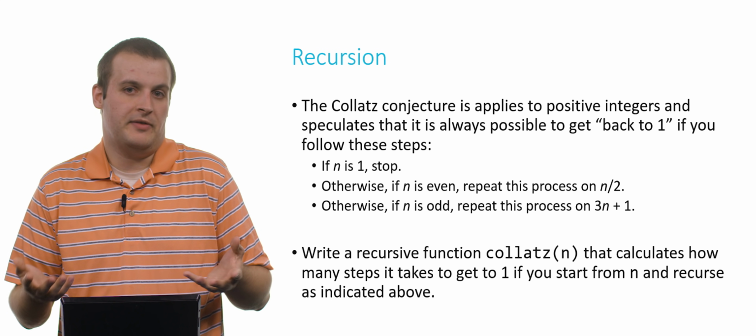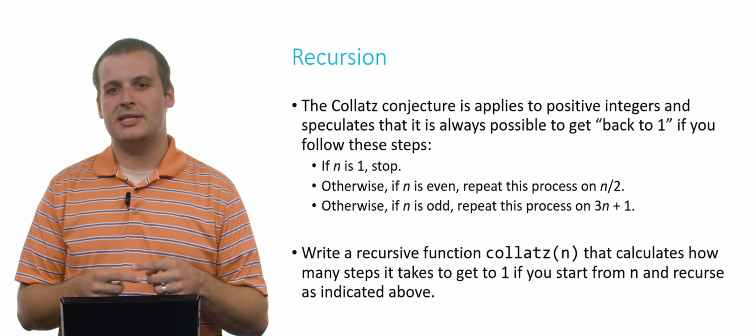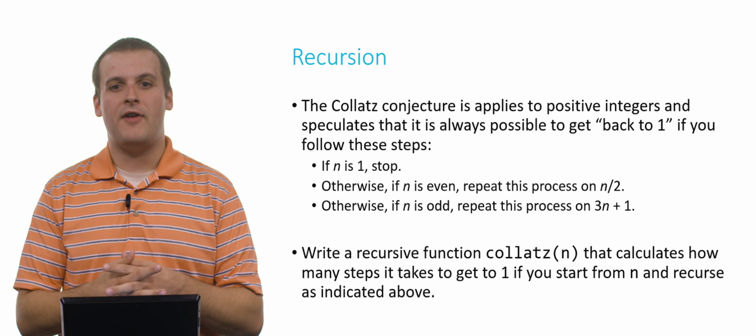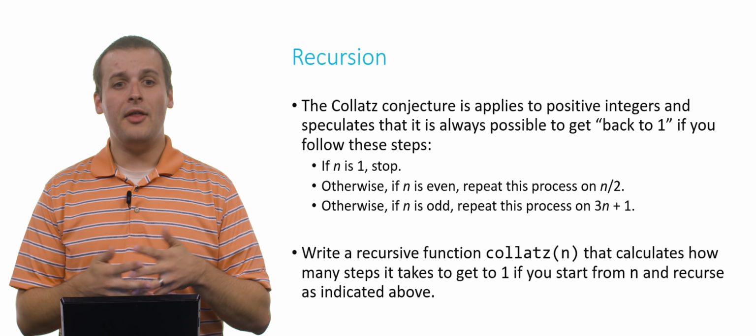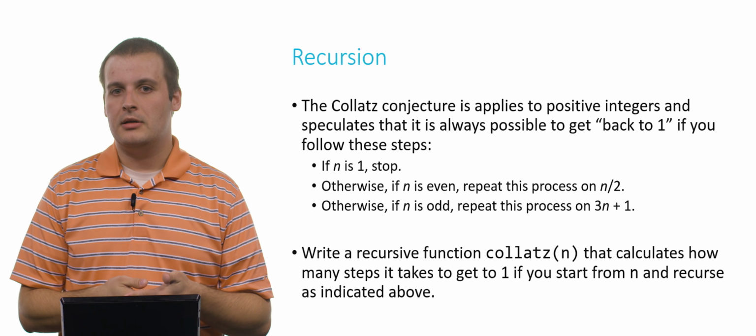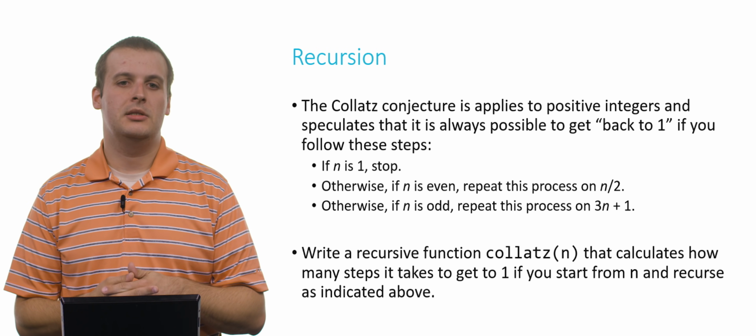We've got back to 1 if n is 1. Otherwise, if n is even, go through this process again on n divided by 2 and see if you can get back to 1. Otherwise, if n is odd, go through this process again on 3n plus 1, or 3 times n plus 1.